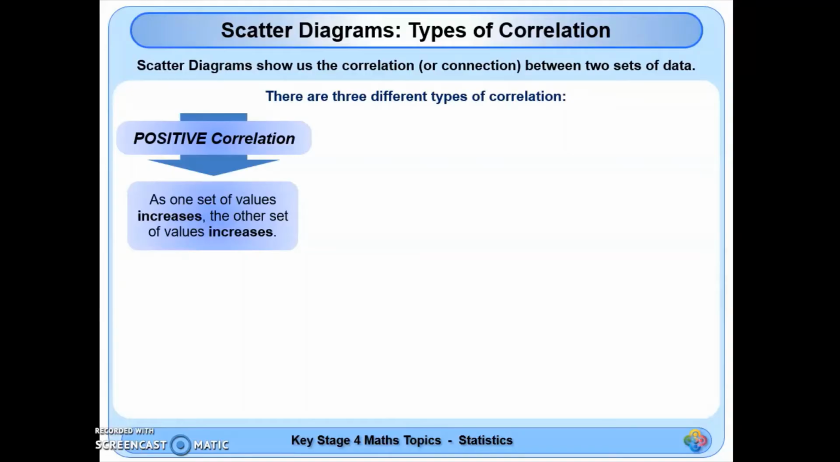The definition of this is that when one set of values increases, the other set of values increases. So what you would expect to see is the scatter points producing a trend that is pointing upwards. A positive correlation. An example of this would be as the temperature outside increases, the number of ice creams sold would also increase, bringing about a positive correlation.